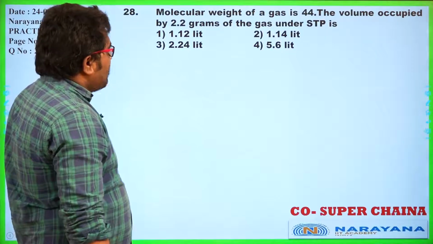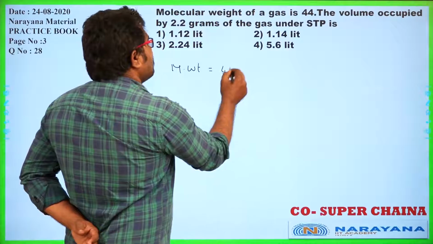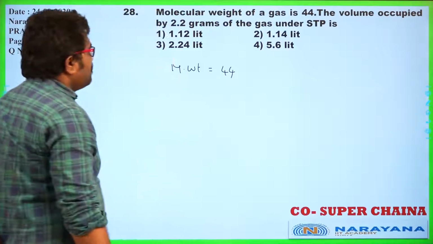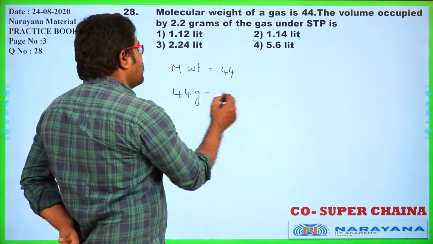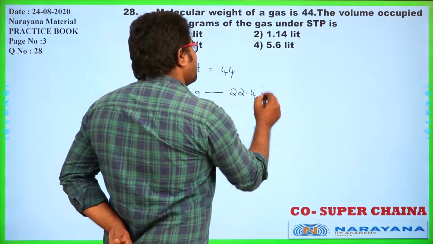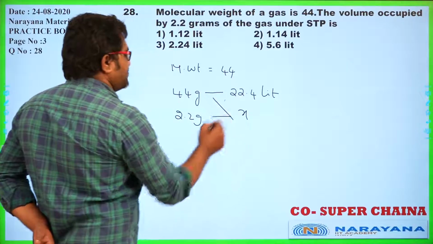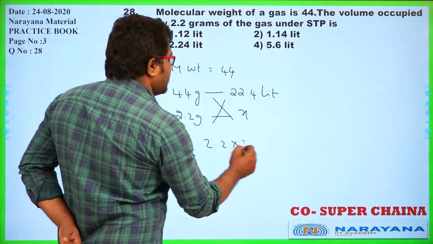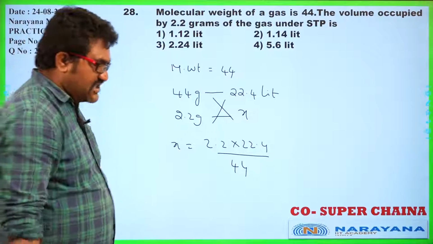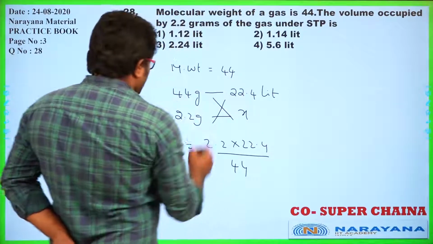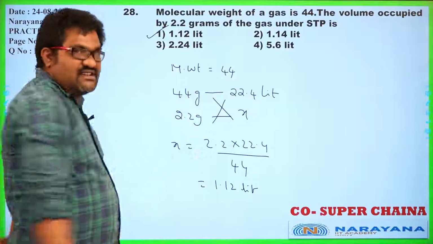The molecular weight of a gas is 44. So he has given that the molecular weight of the gas is equal to 44. What is the volume occupied by 2.2 grams of the gas under STP? If you take 44 grams, that is equal to 1 mole, and that can occupy 22.4 liters. If we take only 2.2 grams, then how much does it occupy? Then X is equal to 2.2 into 22.4 by 44. By doing this calculation, we have X is equal to 1.12 liters. So the first option is the correct one.